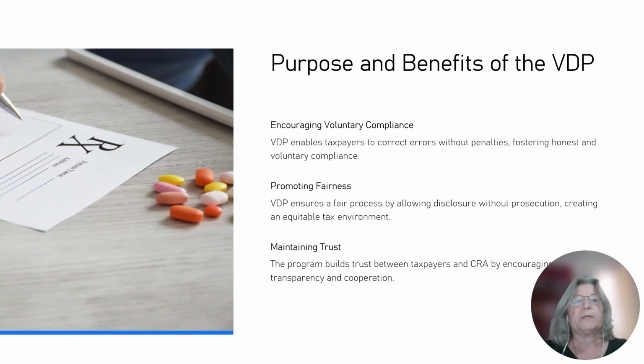So the purpose and benefits of the Voluntary Disclosure Program: encouraging voluntary compliance. It encourages the taxpayers, meaning corporations, trusts, individuals, to correct errors without penalties. If you made honest errors and you were not compliant, hopefully this is an avenue for you. It promotes fairness. It ensures a fair process by allowing a disclosure process without prosecution, creating an equitable tax environment. It maintains trust. It builds trust between the taxpayers and Canada Revenue Agency, encouraging transparency and cooperation.